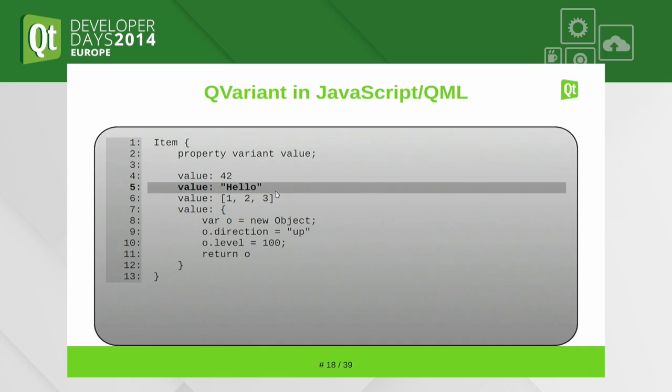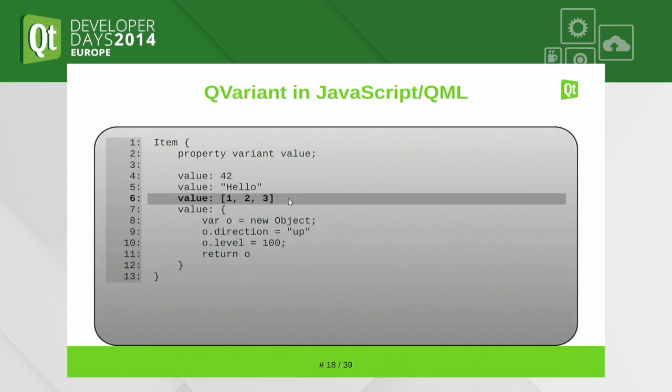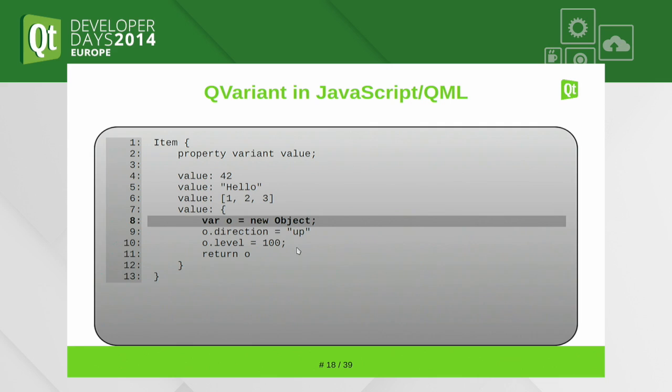But if you add a JavaScript array here, this is a JavaScript array definition with 1 to 3 elements, it will result in a QVariant list. It will result in a QVariant list, not a JavaScript array, but a QVariant list. Similarly here, this is a more complex expression.